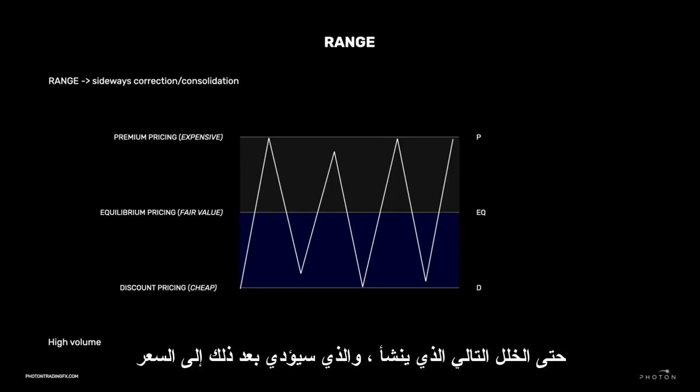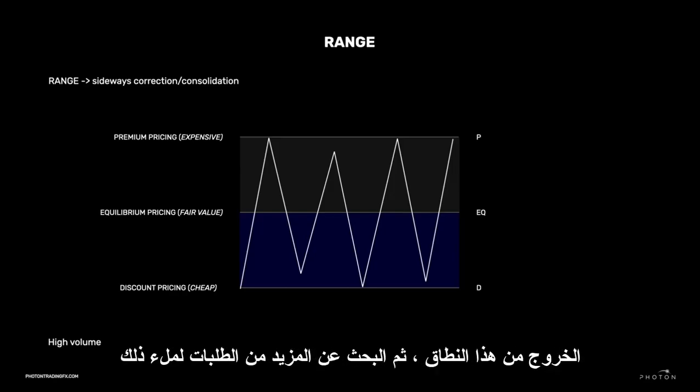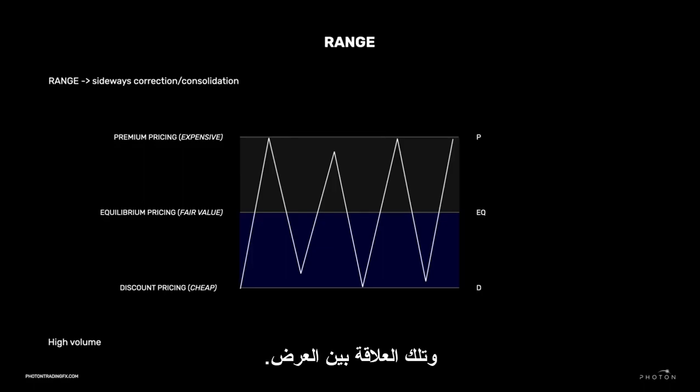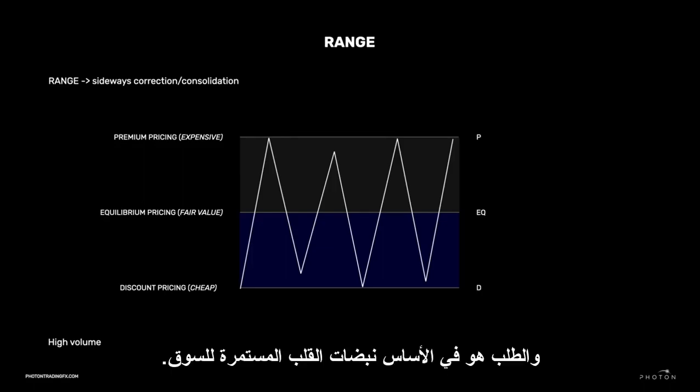Until the next imbalance then arises, which will then cause price to break out of that range to then seek more orders to fill that imbalance. And then this whole cycle that we've just described, the whole cycle of order flow and that relationship between supply and demand, is essentially that continuous heartbeat of the market.